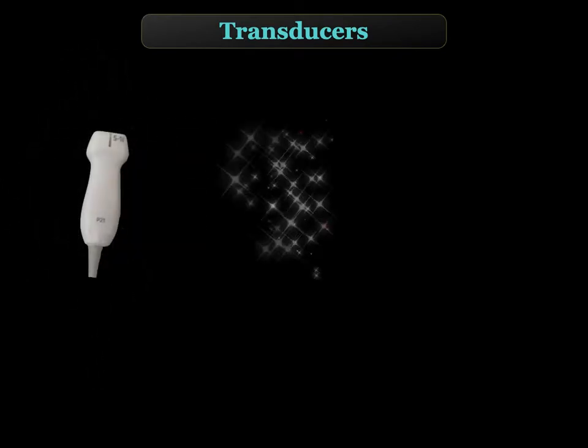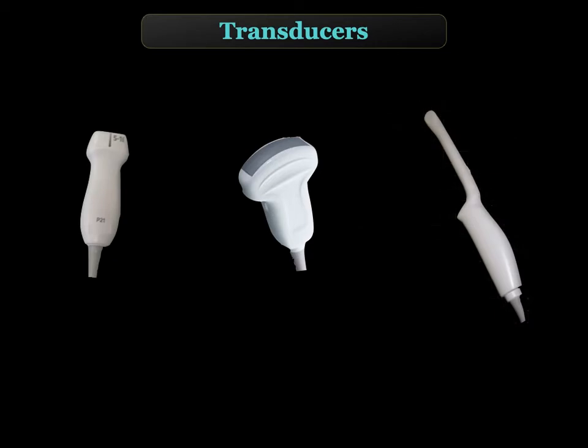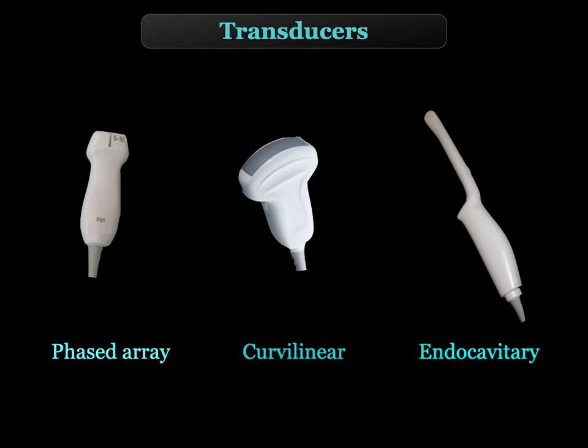There are several types of transducers on most ultrasound machines. In order to perform a transabdominal OB ultrasound, you will generally pick either the phased array or the curvilinear probe. Should you be performing a transvaginal ultrasound to assess for an intrauterine pregnancy, you would choose the endocavitary probe.